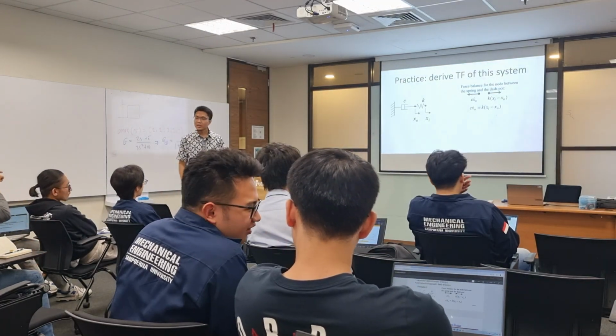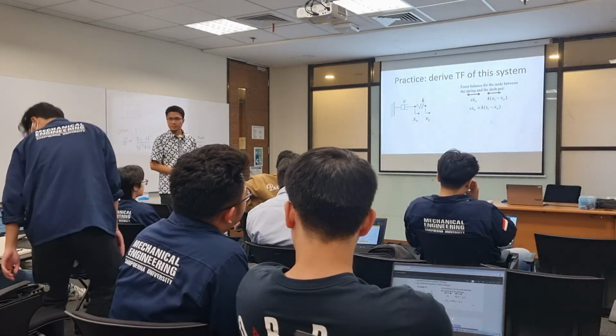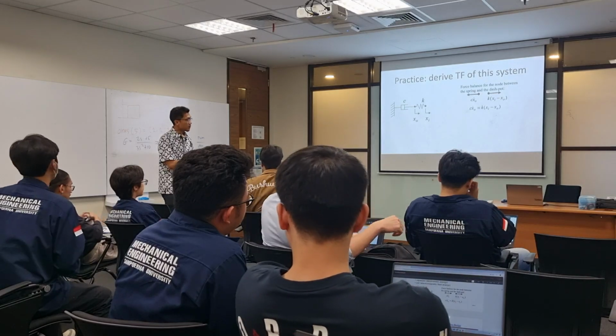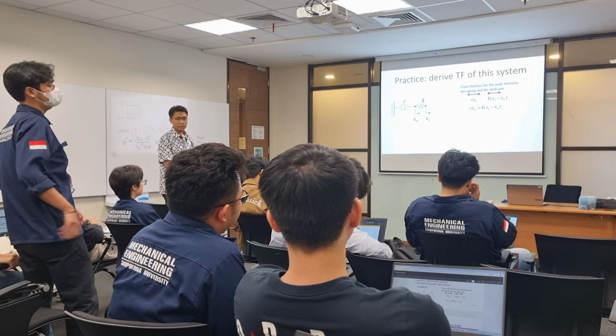Say that again, xi minus x0. The velocity of this point. X0 dot is the velocity of this point.